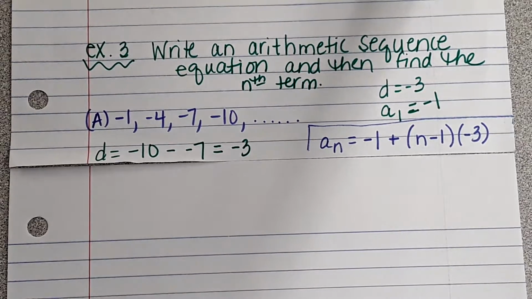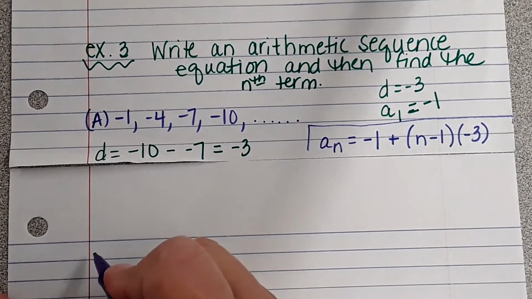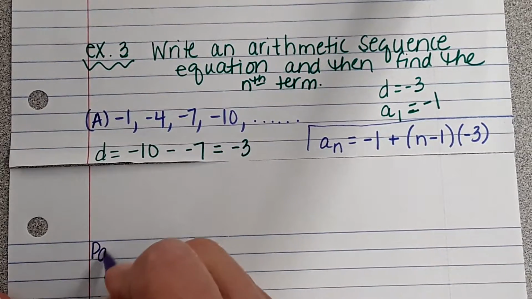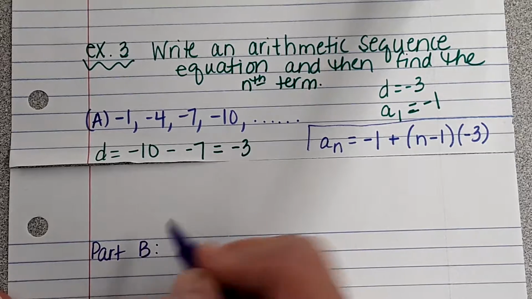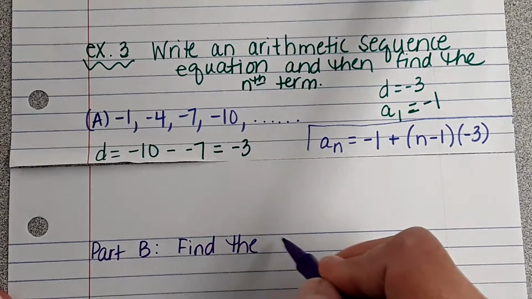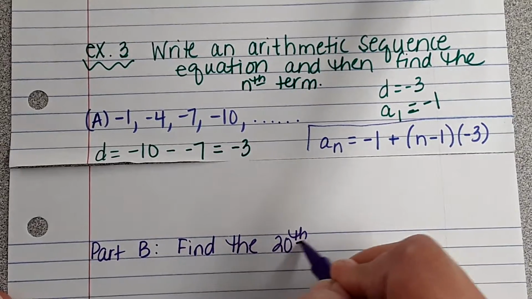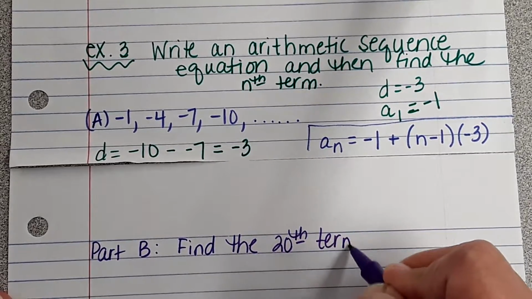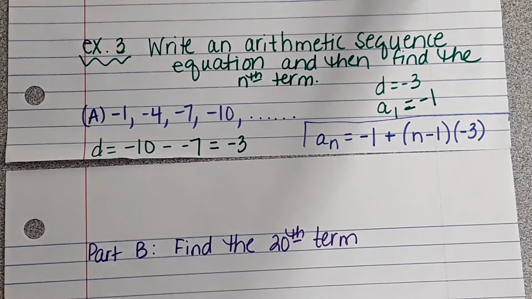Okay, so it said write an arithmetic equation, which we did, and then find the nth term. I didn't tell you what term to find, so I'm going to tell you. Part B of this problem is find the 20th term. So you're going to have to write an equation and find the 20th term. This is what we're going to do.